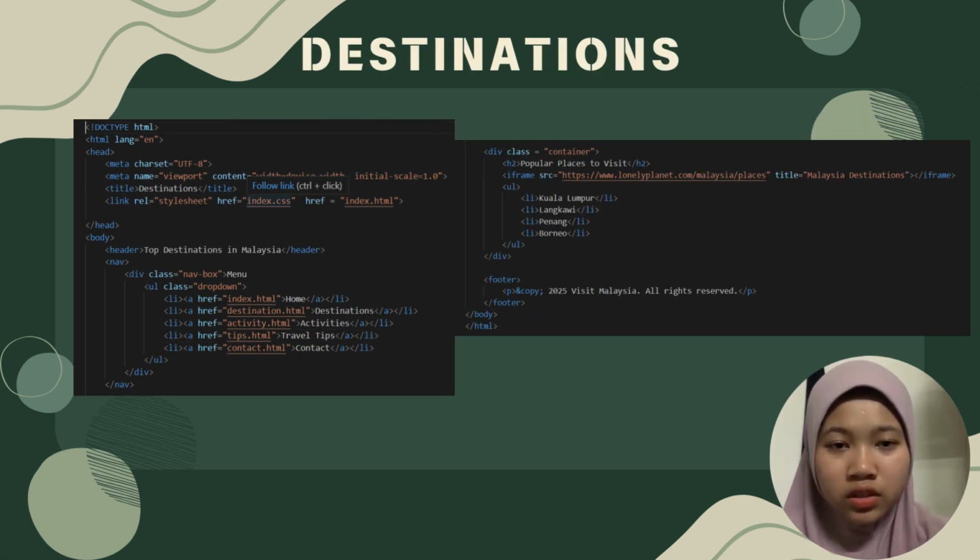Next, the destination part. First, doctype HTML declares that the document is using HTML5. Next, HTML lang equals en starts the HTML document with English as the language. Then the head section contains meta information about the page. Meta charset equals UTF-8 ensures the correct character encoding. UTF-8 supports most characters and symbols.